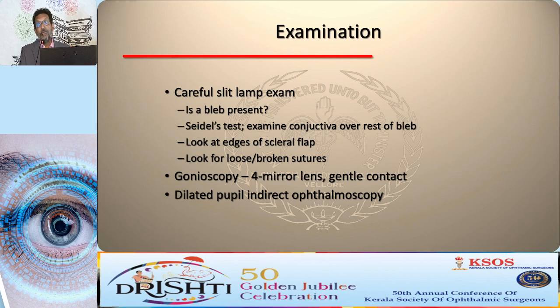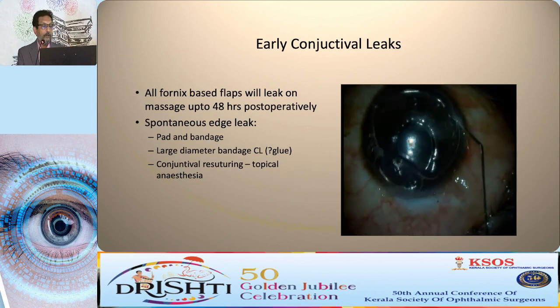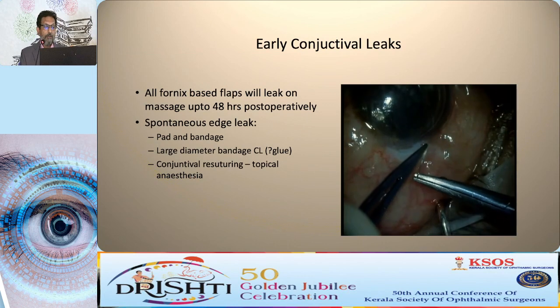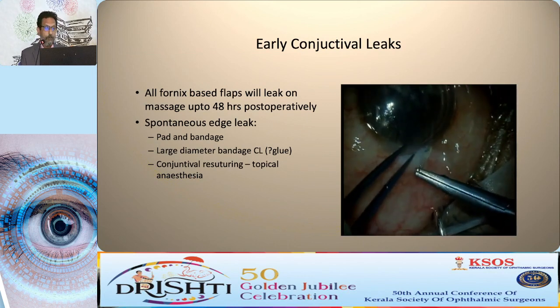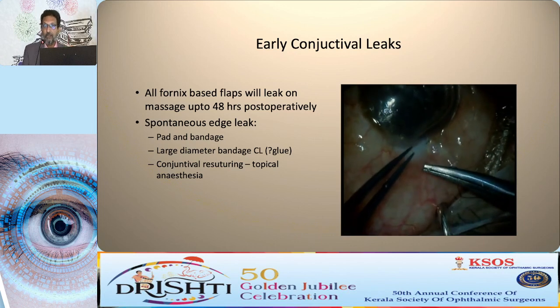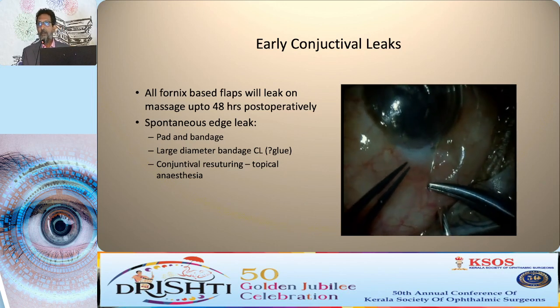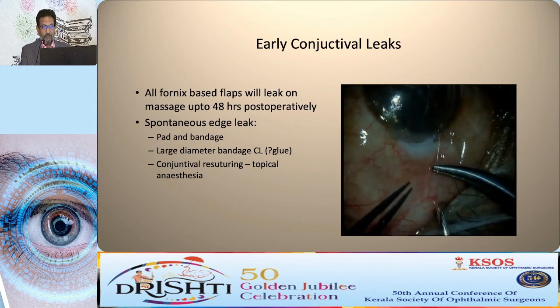Gonioscopy is important. Very, very important is to do a dilated pupil indirect ophthalmoscopy, because the presence of choroidals is going to change how you're going to think about that eye and what you're going to do in the next 48 to 72 hours. So early conjunctival leaks, okay, all fornix-based flaps leak up to 48 hours postoperatively. If you have a spontaneous edge leak and you can see that the edge is loose, you have to resuture it, and I would usually do it under topical anesthesia, and that video is illustrative of that.